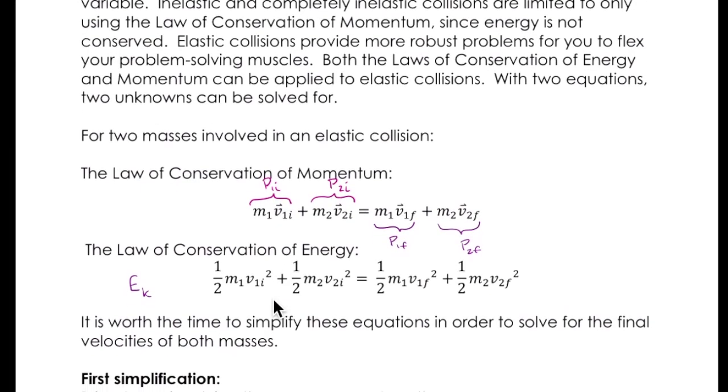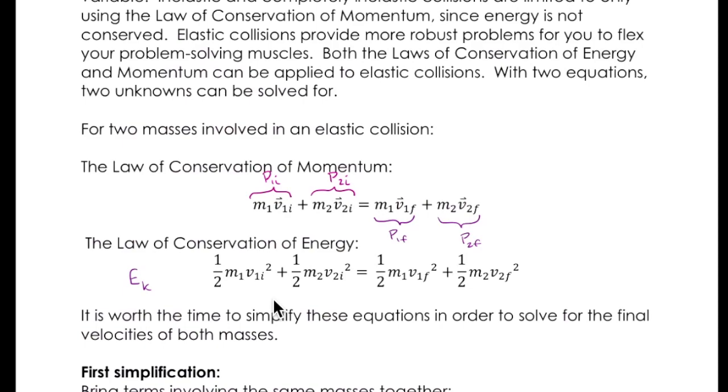So the law of conservation of momentum, when we expand it out, we have the initial momentum of the first object, the initial momentum of the second object, set equal to the final momentum of the first object and the final momentum of the second object, all added together. And that's just expanded out to mass times velocity. For the law of conservation of energy, we have the kinetic energies for the initial and final of each object.